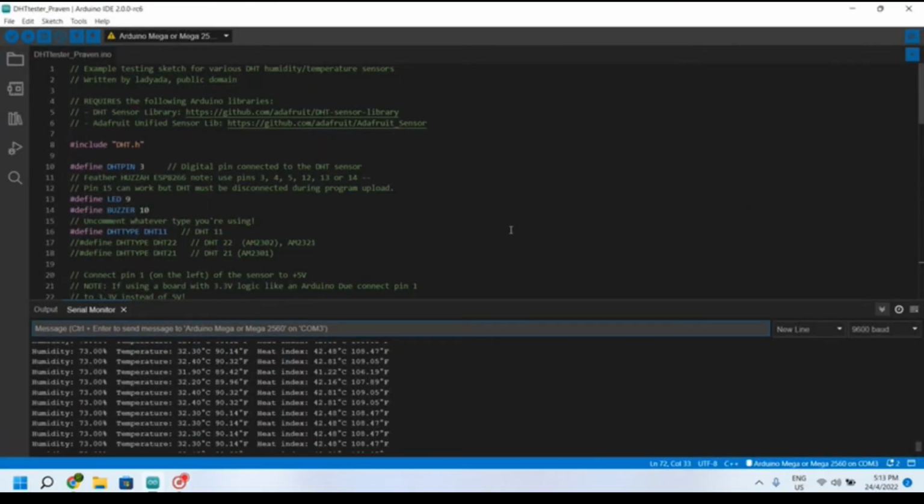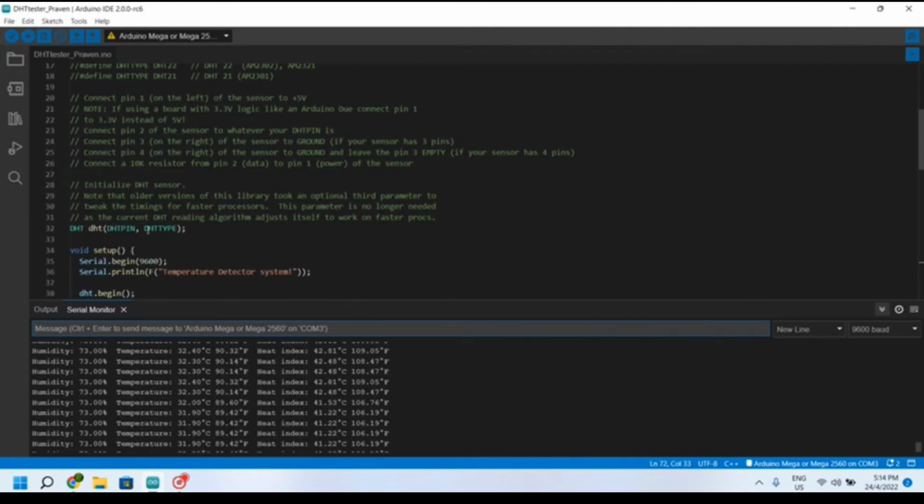Hello, madam. So today I'm going to explain about our project, which is done through the Arduino Mega. So first of all, we have included the DHT.h to access the DHT library, and then we have defined the DHT pin for port 3, and for LED it is port 9, and for buzzer it is port 10, and we have defined our temperature sensor as DHT 11.